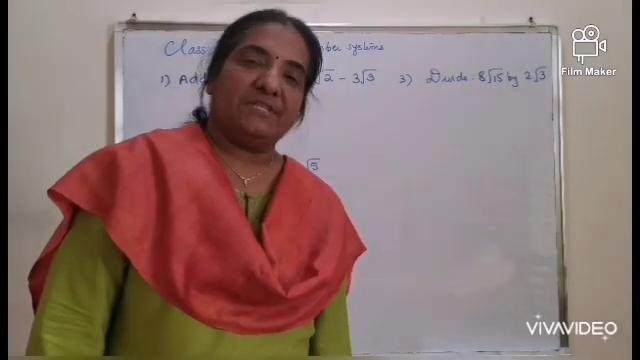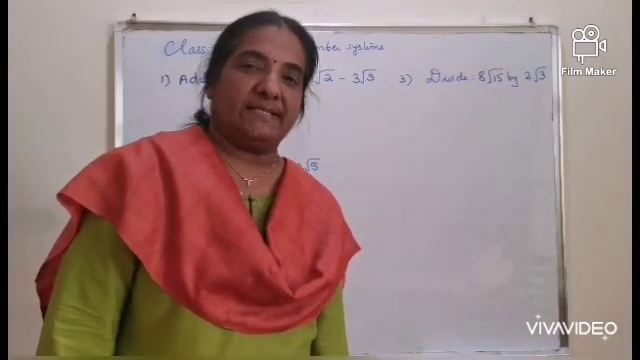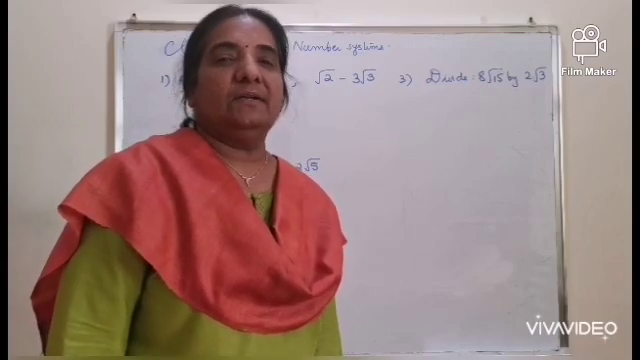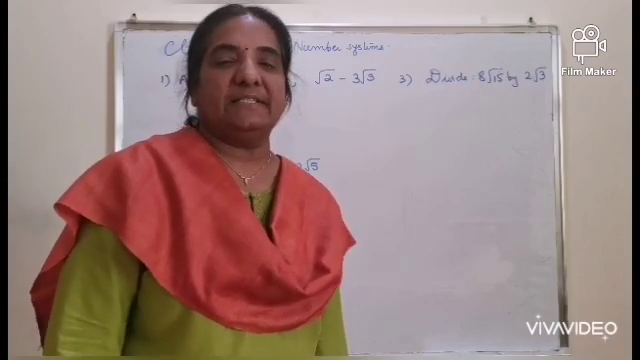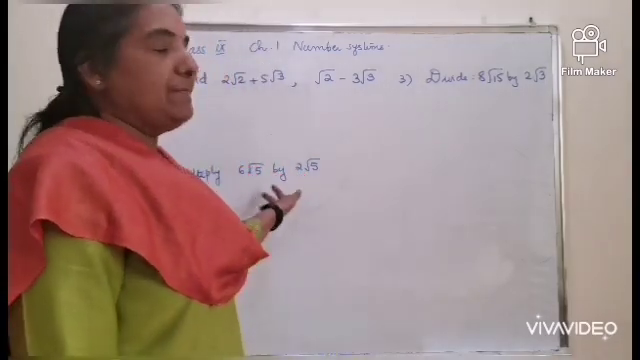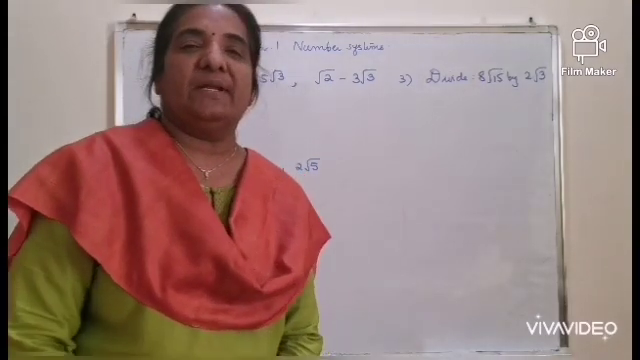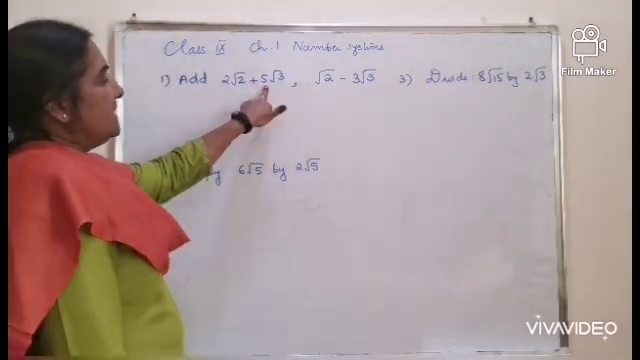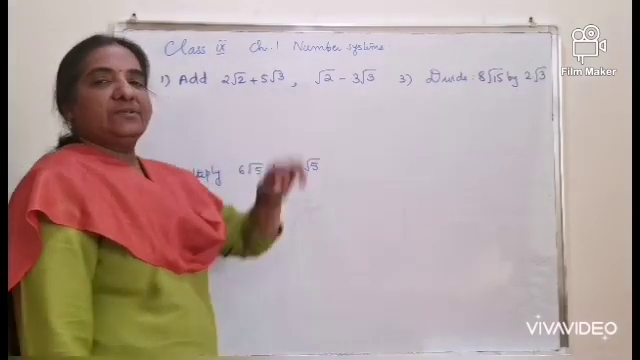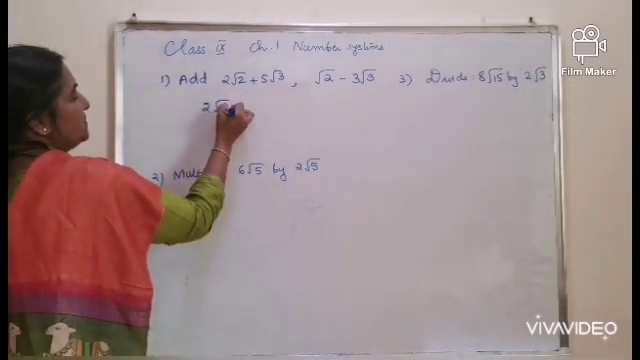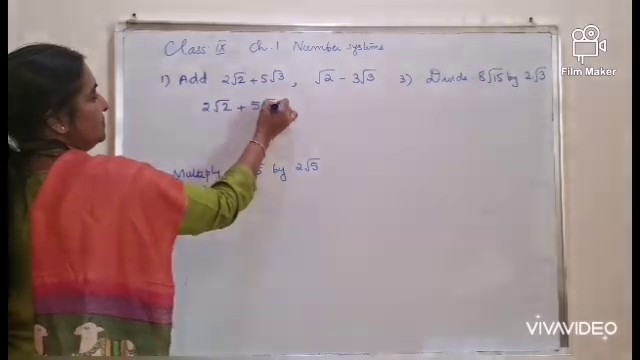Before passing on to question number 2 in your textbook exercise 1.5, let me once again recall how to add, subtract, multiply and divide irrational numbers. These examples from your textbook will give you an idea. Add 2 root 2 plus 5 root 3 and root 2 minus 3 root 3. The first one to be added is 2 root 2 plus 5 root 3.